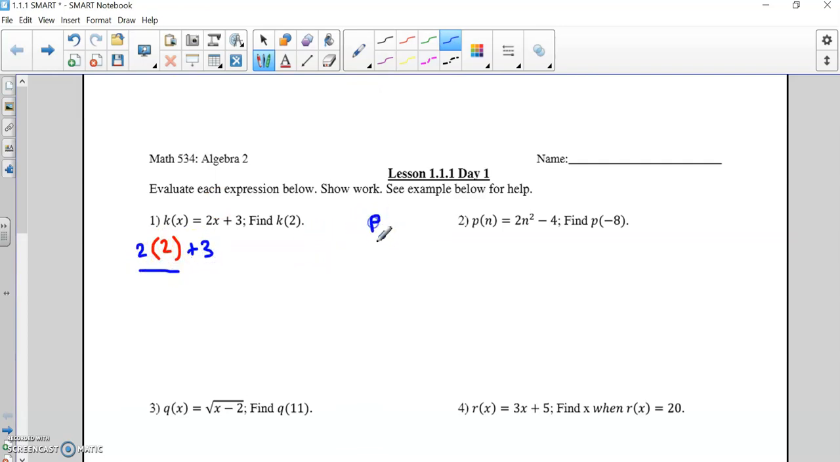So by our order of operations, we know that we would have to do multiplication before addition. So where I have 2 times 2 plus 3, I have to take care of that 2 times 2 first, and then bring that plus 3 down. Then I end up with 4 plus 3, and that's going to give me a final answer of 7.